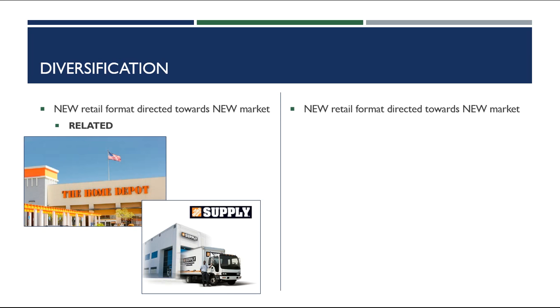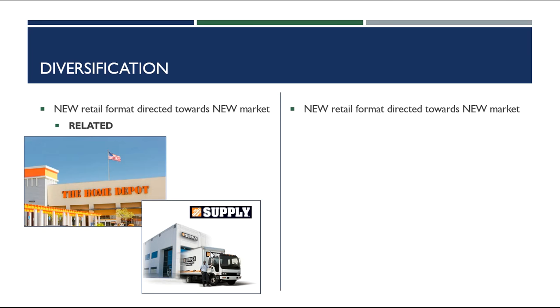An example of that would be the Home Depot. The Home Depot is a DIY store, but what they realized is that a lot of builders and contractors were shopping in their store. And so they opened the Home Depot Supply, which is targeted specifically toward contractors and home builders. So similar business, but also it's a new retail format targeting a new market segment.